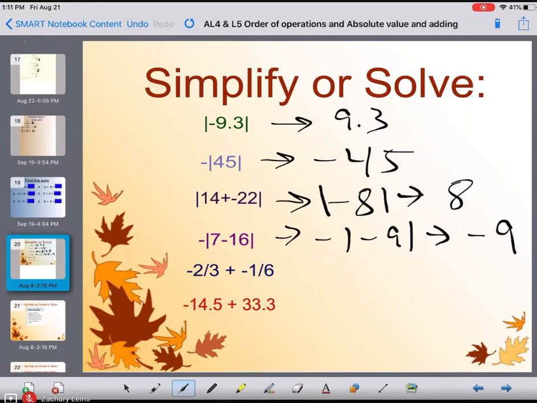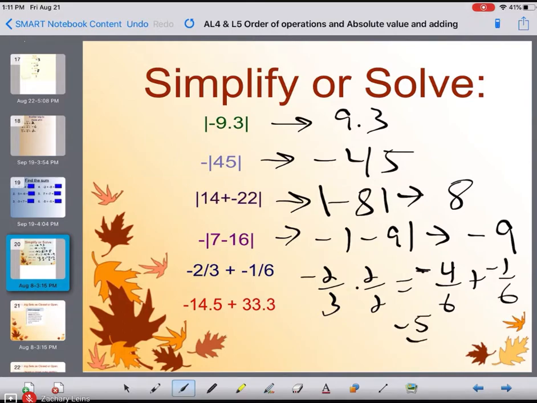All right, -2/3 plus -1/6. Whenever we add or subtract fractions, remember we just have to have that common denominator. So I'm going to do -2/3 all times 2/2 equals -4/6. And then all plus -1/6. So therefore we end up with -5/6 as our sum.